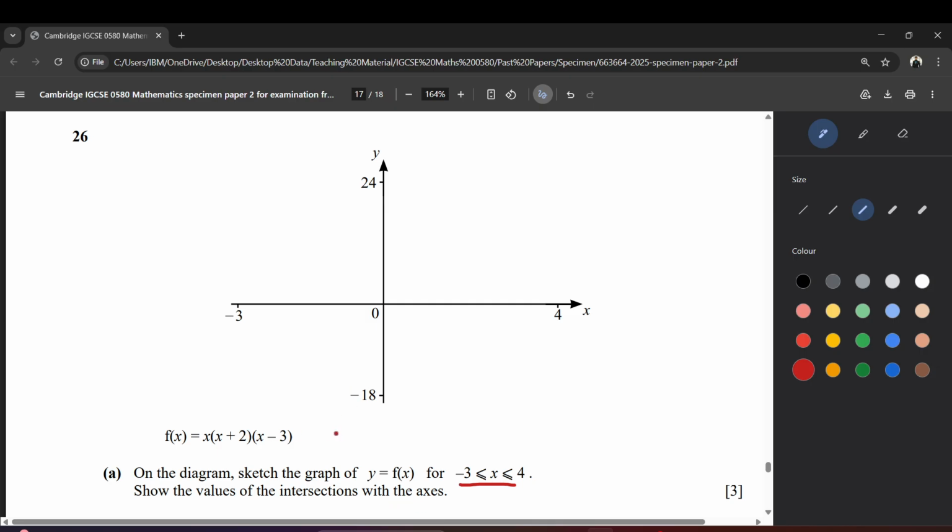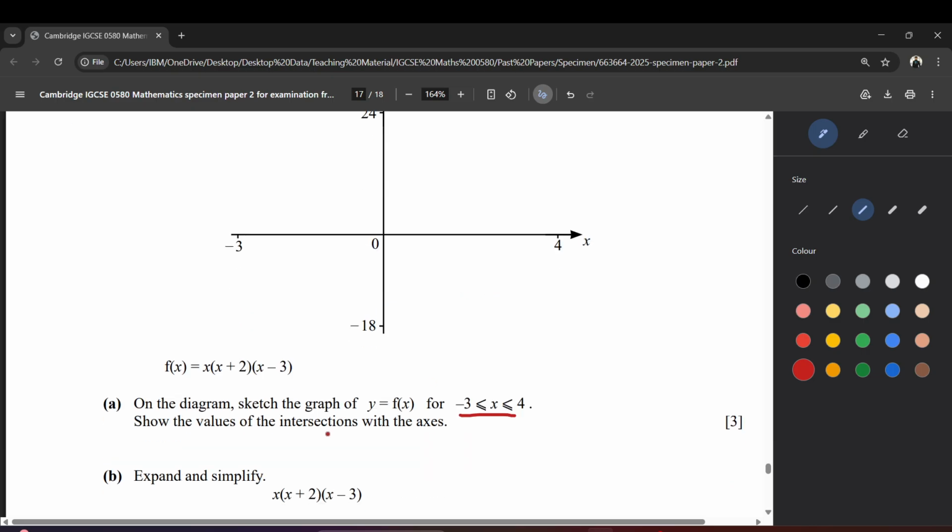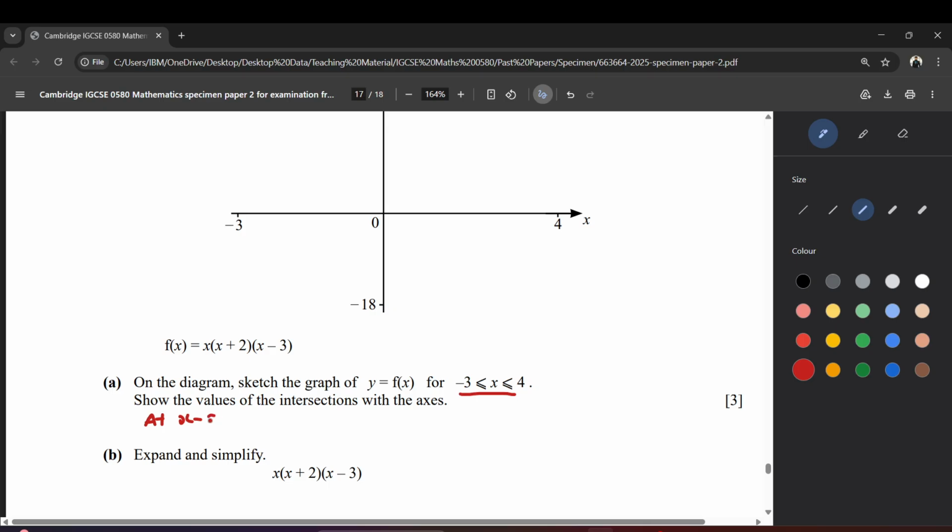Okay, now if I want to find out where the graph cuts the x-axis, we know that at the x-axis, y is equal to 0. So therefore I can say that f(x) is 0. So x times (x plus 2) times (x minus 3) equals 0. This is just in the normal factorized form. That tells you that x is equal to 0, or x plus 2 is equal to 0, that means x is equal to minus 2, or x minus 3 is equal to 0, that means x is equal to 3.